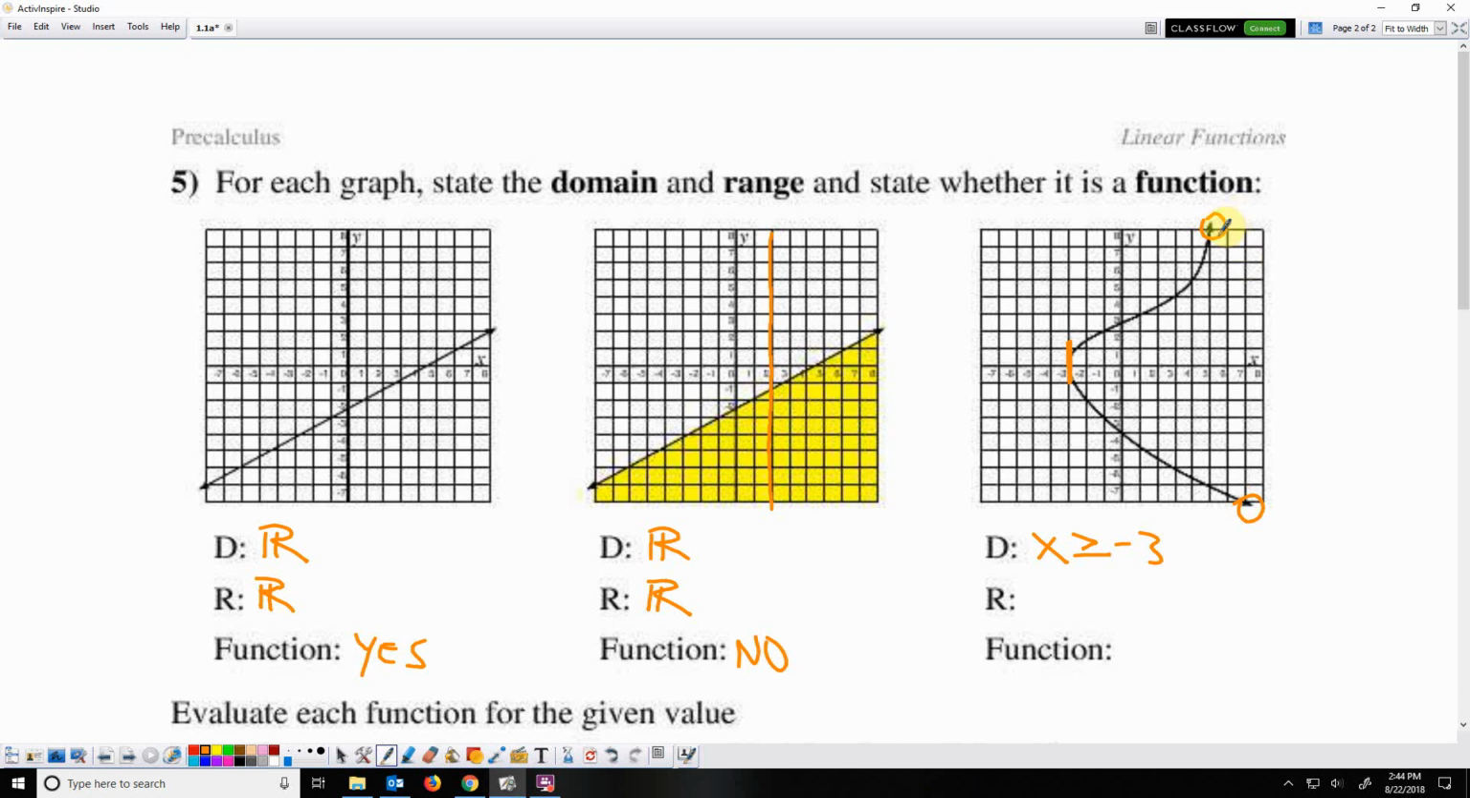Vertically, up and down, the y values, it's going to go up forever, it's going to go down forever. The y values are all real numbers, so the range is all real numbers. Is it a function? Well, right here I drew a vertical line that only touches at one point, but it is possible to draw a vertical line that touches more than one point. So no, this is not a function.